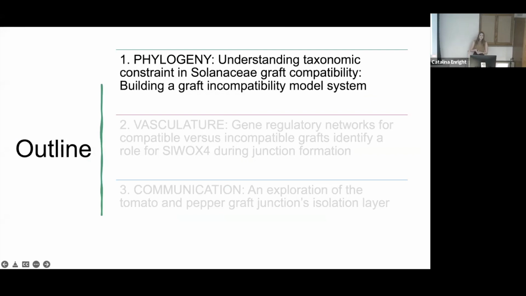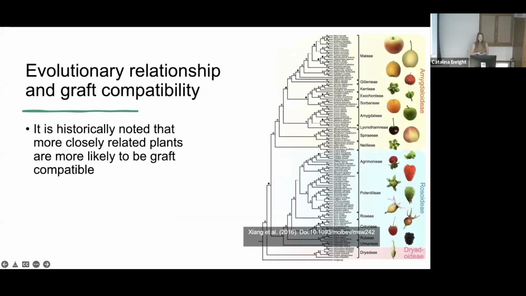And this section is titled Understanding the Taxonomic Constraint in Solanaceae Graft Compatibility: Building a Graft Incompatible Model System. So it's been historically noted for thousands of years, actually, that more closely related plants are more likely to be compatible. And there's lots of exceptions to this rule, but in general, it's a good place to start.